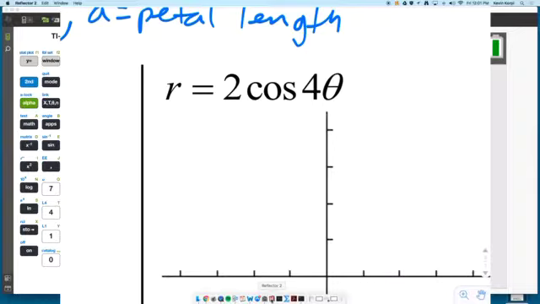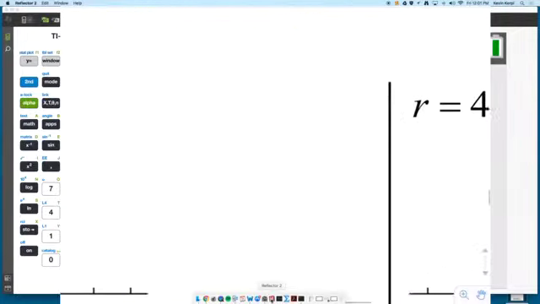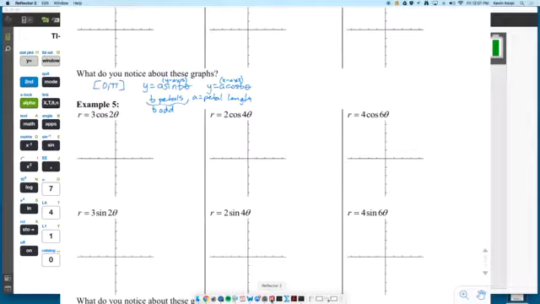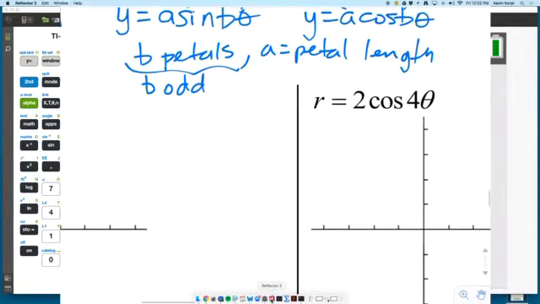Be mine. All right, so with this one here, very quickly, what would you suspect? What type of symmetry? X-axis. How many petals? 8, traced out from 0 to 2 pi and a petal length of 2. You'd be correct. This one here, how many petals? 12. Good.